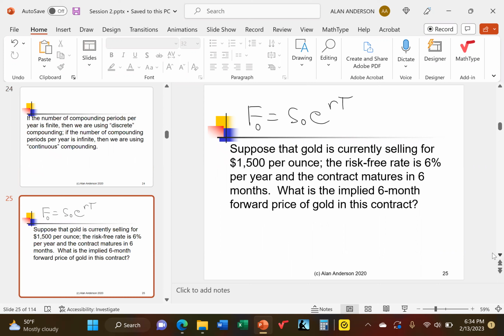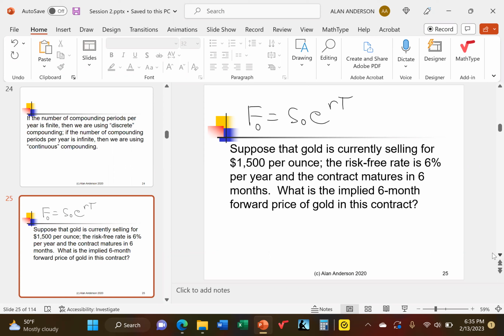All right, so here, let's just do a quick example so you can see what's going on. Gold is selling for $1,500 an ounce. That's the spot price. The risk-free rate is 6% per year, and the contract matures in 6 months, which means that T is 1/2 of a year. What is the implied 6-month forward price of the gold in this contract? In other words, what should the price, quote, be for somebody who wants to buy gold for delivery in 6 months?